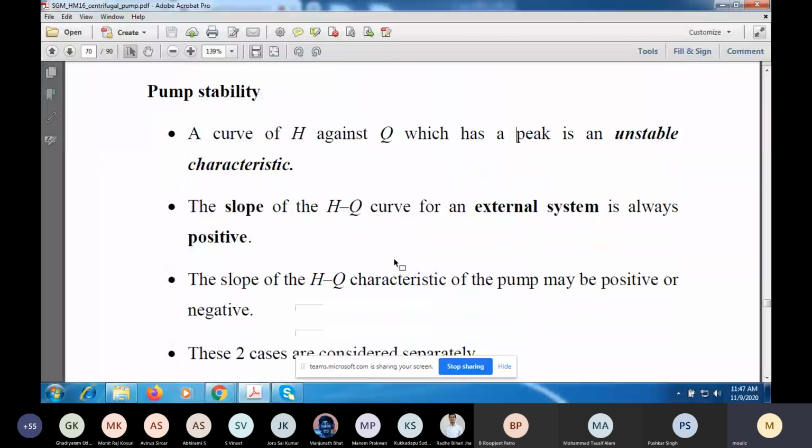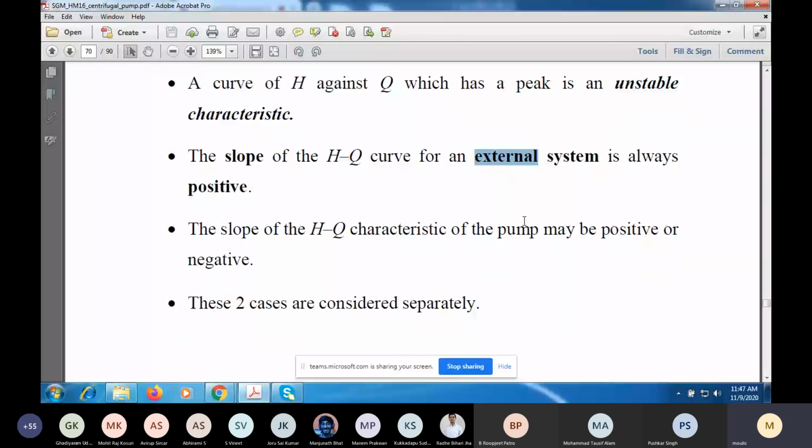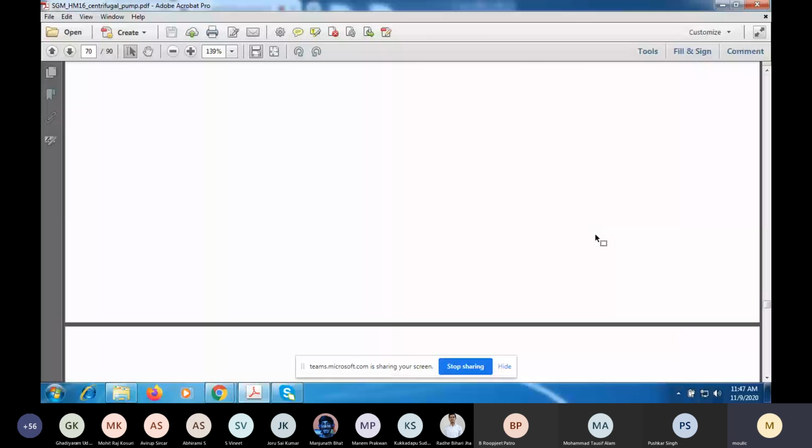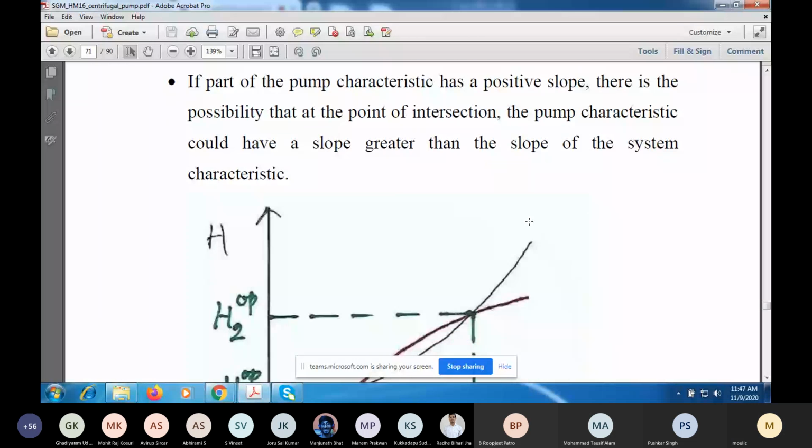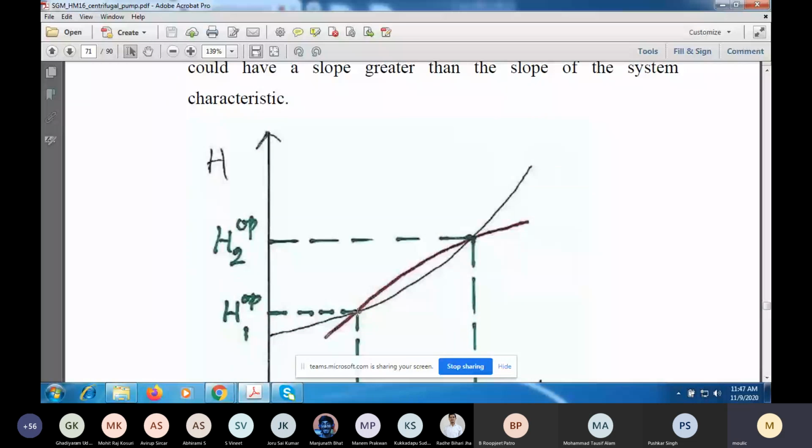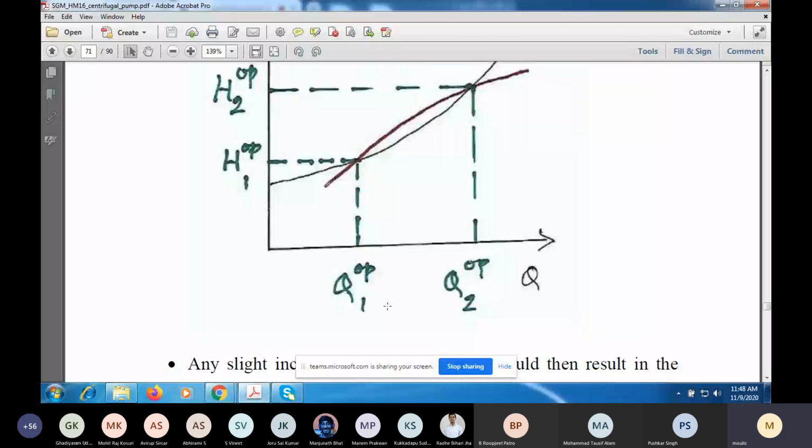So note first of all that the slope of the HQ curve for the external system is always positive. That I've already shown you. Whereas the slope of the HQ curve for the pump may be either positive or negative. So first we'll look at a case where the slope of the pump is positive. Now we may have a case where at the intersection point the slope of the pump characteristic is larger than the slope of the system characteristic. So let us say the pump is operating at this point, where the flow rate is Q1 OP and the head delivered by the pump is H1 OP, and the head required by the system is also H1 OP.